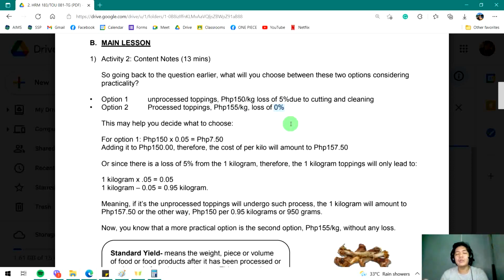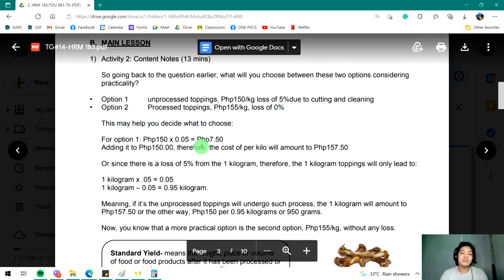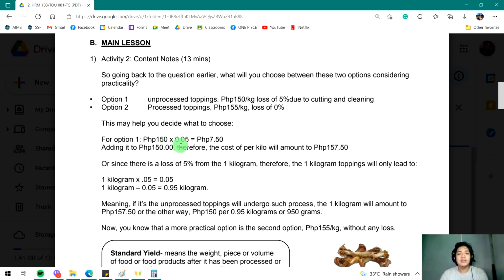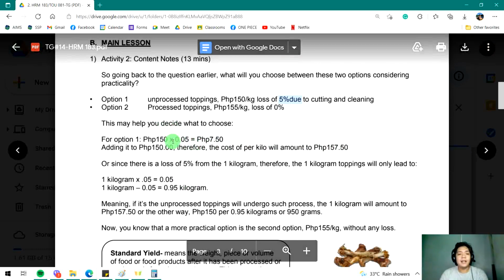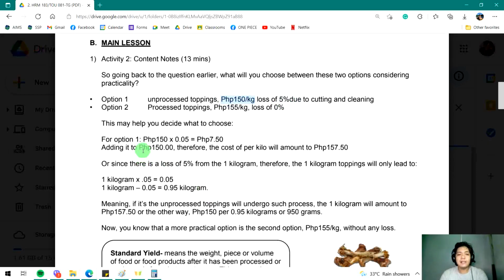Para natin malalaman kung ano ang mas better na option dito. So, this may help you decide what to choose. For option number 1, kailangan muna nating alamin kung magkano yung 5% na nawala sa atin. And in order for us to compute kung magkano yung 5% na nawala sa atin, we will multiply the 5% doon sa presyo na 150 per kilogram. So, lumalabas na 150 times 0.05.